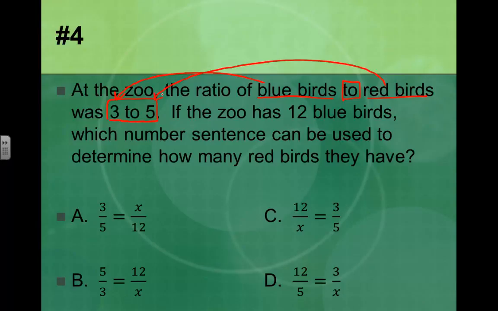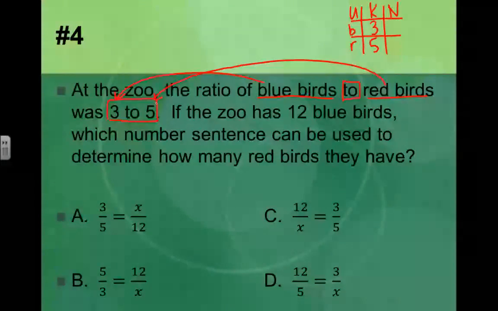It says if the zoo has 12 bluebirds, which number sentence could be used to determine how many redbirds they will have? So again, we're going to start off with our UKN. The 2 things we're comparing in our ratio are bluebirds to redbirds. I'm just going to use B and R for my units, because remember, the units are really for you, making sure that you know where your numbers are going to go. Now, bluebirds is 3. Redbirds is 5. That's the information that we know.